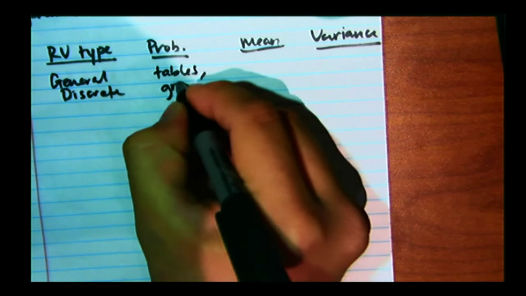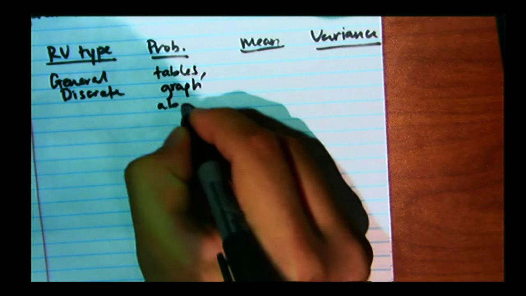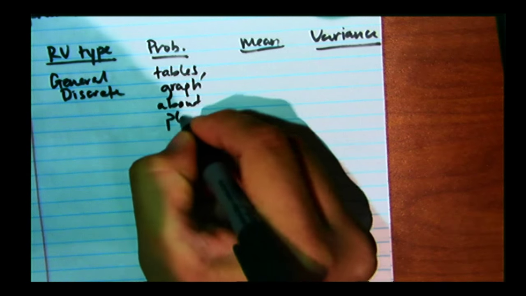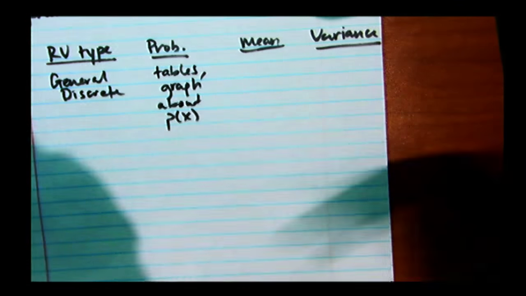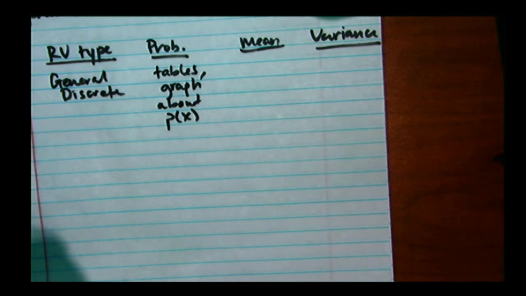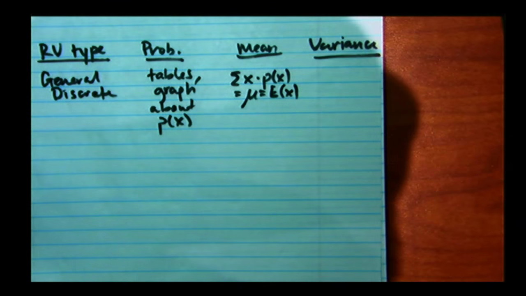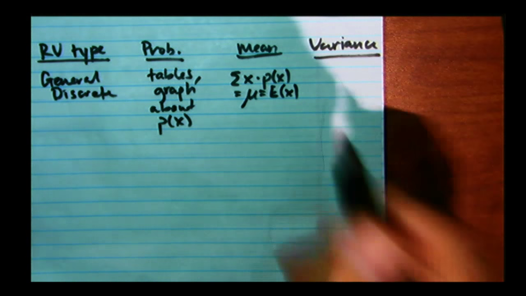That's where we saw x and p of x, where x could be equal to 0, 1, 2, 3, and those probabilities could be equal to 0.2, 0.5, 0.2, 0.1 for that probability table. The mean, though, will be calculated by the summation of every x times its p of x.